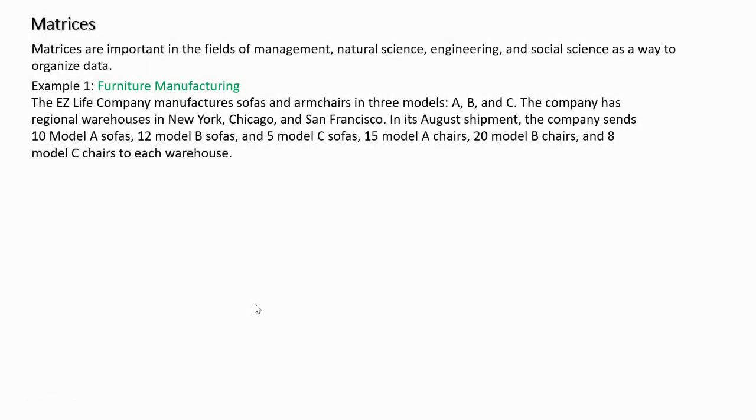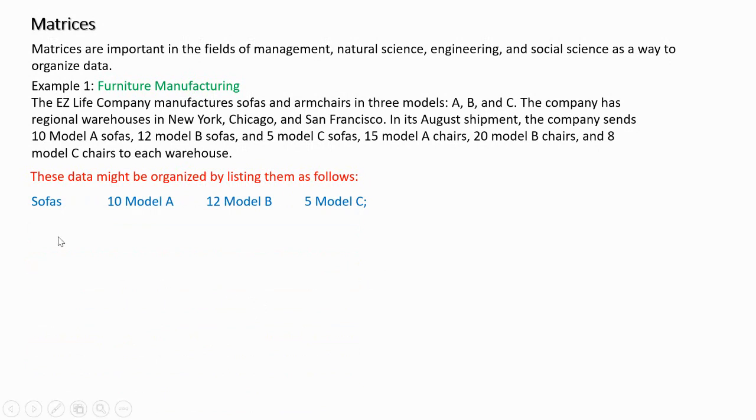Example number one here. Furniture manufacturing. It states, the Easy Life Company manufactures sofas and armchairs in 3 models. Model A, B, and C. The company has regional warehouses in New York, Chicago, and San Francisco. In its August shipment, the company sends 10 Model A sofas, 12 Model B sofas, and 5 Model C sofas, and 15 Model A chairs, 20 Model B chairs, and 8 Model C chairs to each warehouse. Now, all this data might be organized by listing them as follows.